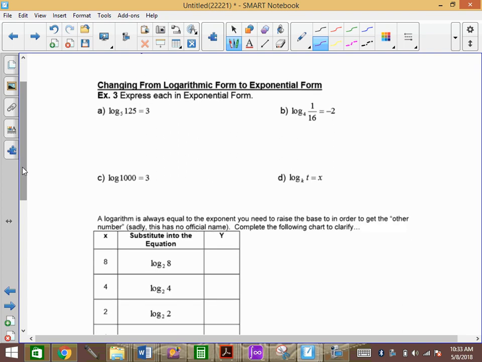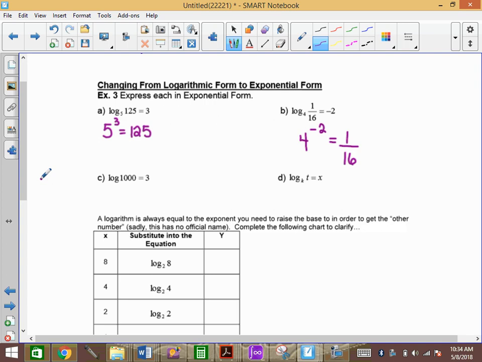So we're going to express these in exponential form. So this is 5 to the 3 equals 125. This one, the base of my log, is 4 to the -2 equals 1 over 16. The next thing to note is if the log doesn't have a base, it's base 10. So just the log button is actually just log base 10, okay?